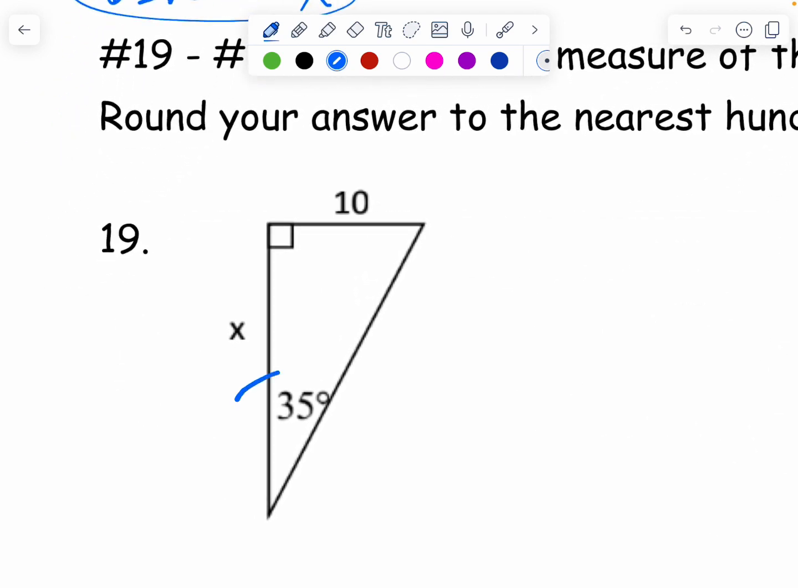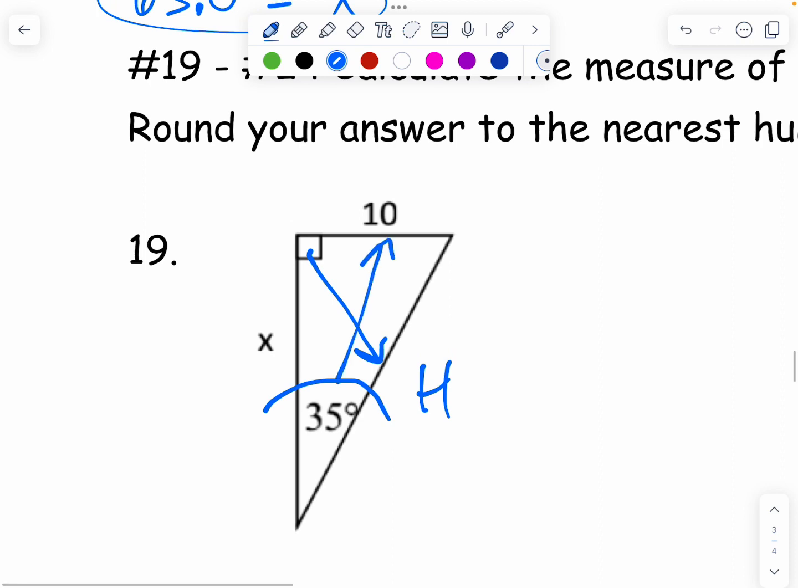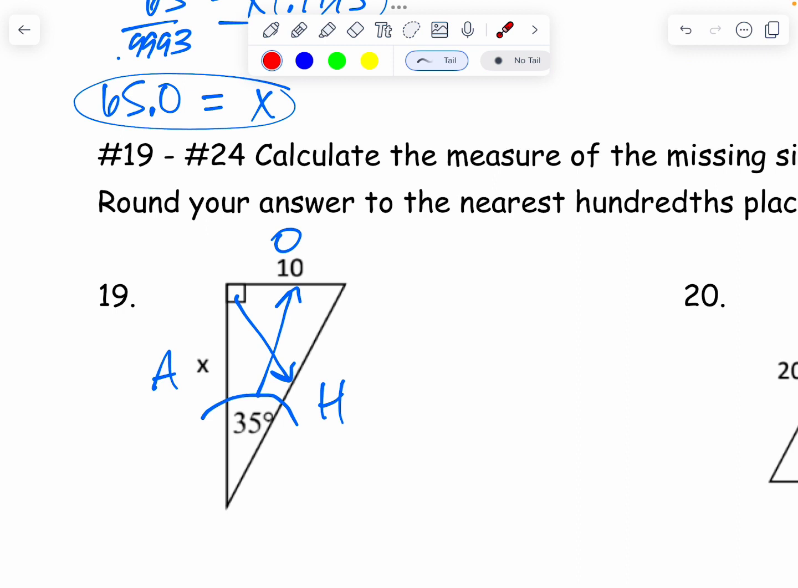Here's my angle. I'm going to swoop it. Step 1. And we maybe are going to write on our note card, step 1, swoop the angle. Step 2, label the H, label the O, and label the A. Okay, remember that the hypotenuse is always across from the right angle. Whatever angle you swoop, you label an O across from that, opposite. And the other side is the A.